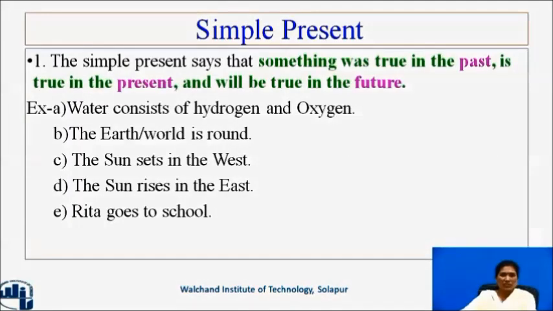The simple present tense is the tense we use to refer to the present action. The simple present says that something was true in the past and is true in the present and will be true in the future. For example, water consists of hydrogen and oxygen. The earth or the world is round. The sun sets in the west.